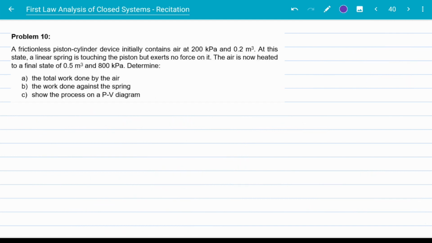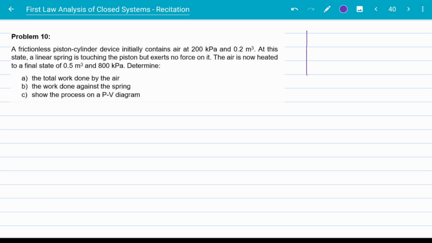Okay, problem 10. A frictionless piston cylinder device initially contains air at 200 kilopascals and the volume is also 0.2 meters cubed. At this state, a linear spring is touching the piston but exerts no force on it. The air is now heated to a final state of 0.5 meters cubed and 800 kilopascals. We are asked to find the work done by the air, the work done against the spring, and also showing it on a PV diagram.